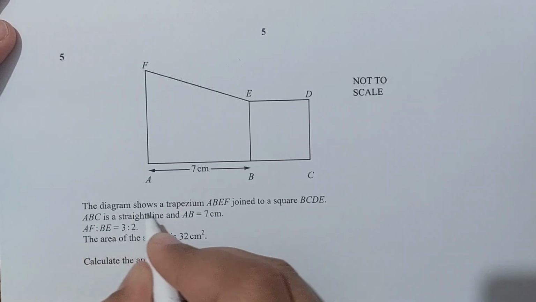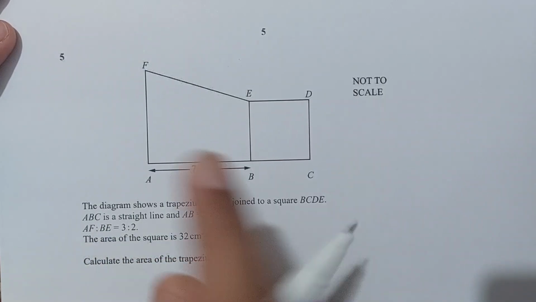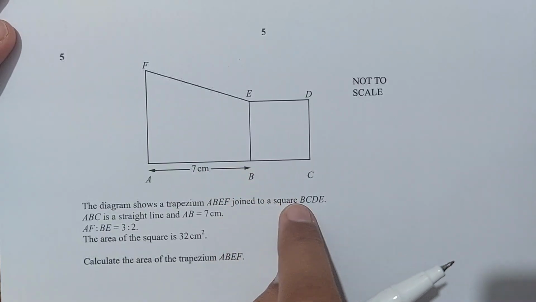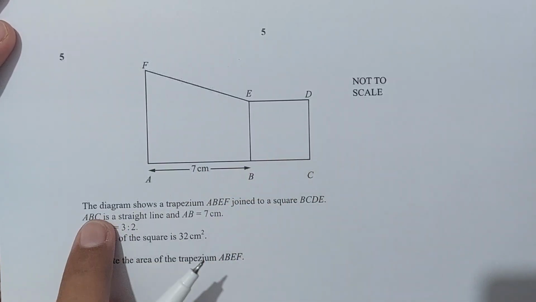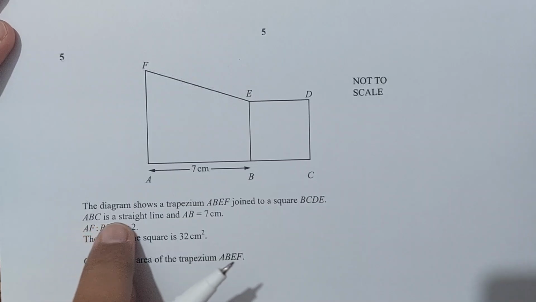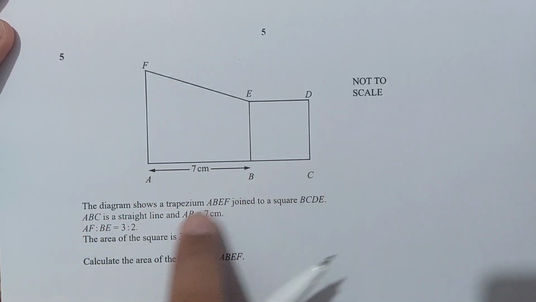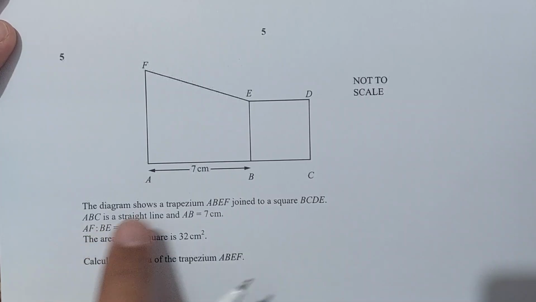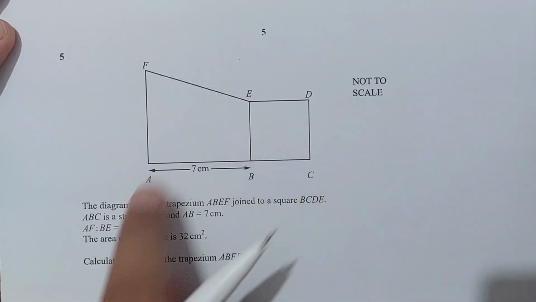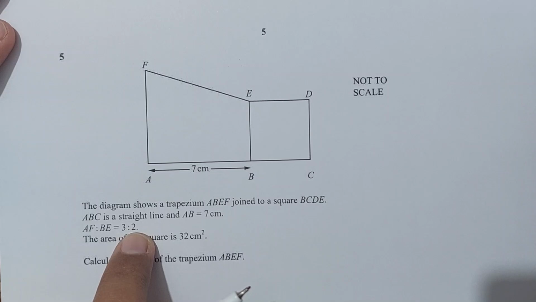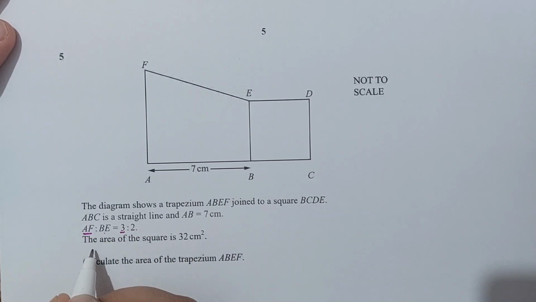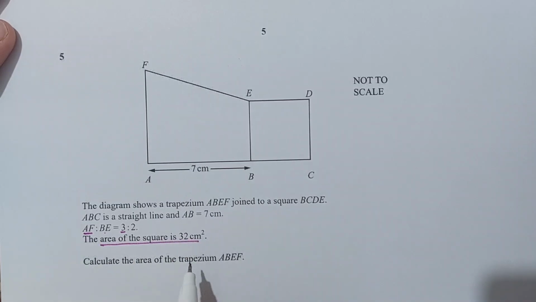Question number 5. The diagram shows a trapezium ABEF. A, B, E, and F. This is a trapezium joined to a square BCDE. This is a square, all four sides have the same length. ABC is a straight line, and the length of AB is given, which is 7 centimeters. AF and BE, A to F and B to E, are in the ratio of 3 to 2. The area of the square is 32 centimeters squared. Calculate the area of the trapezium.